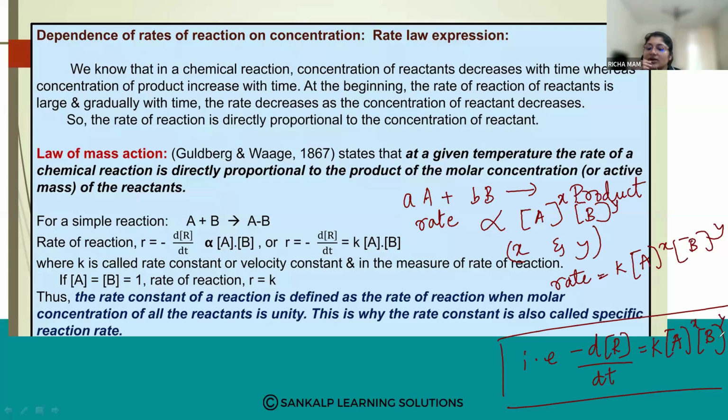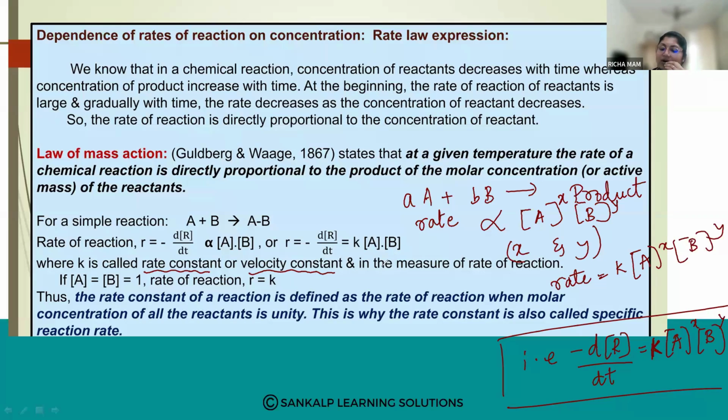This equation is called the differential rate equation. Why are we taking dR by dt? Whenever we do, it is a differential rate expression, and the constant k, you can see this constant k, is the rate constant. It is called the rate constant, or it is also called the velocity constant or specific reaction rate.